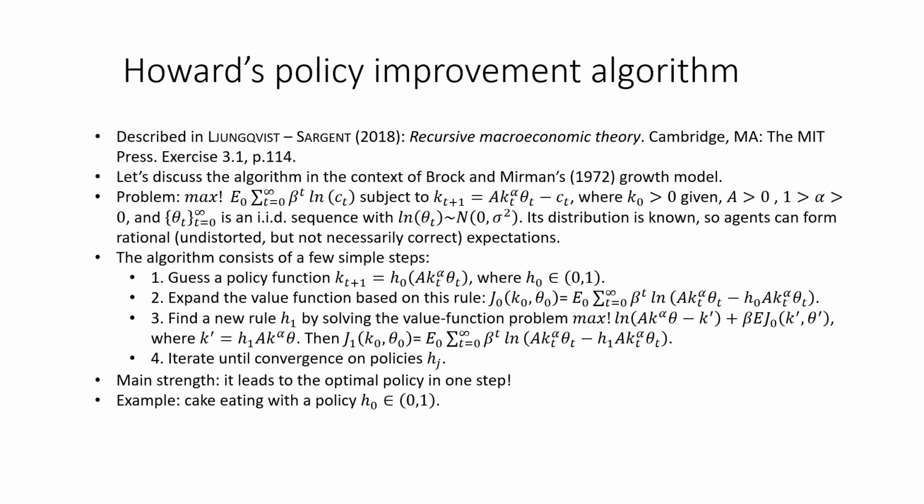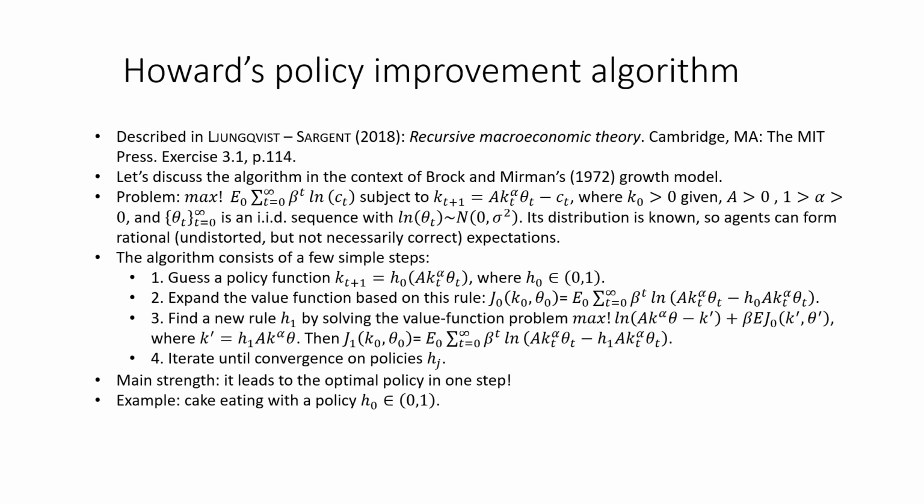Both the algorithm and the description are very effective, and it is easy to learn. So let's have a look at the algorithm through an example in a context. The context is the Brock-Mirman stochastic growth model, in which the problem is the maximization of lifetime utility coming from consumption. As you can see, we have a transition equation in which the next period's capital stock is the difference between current period output and consumption.